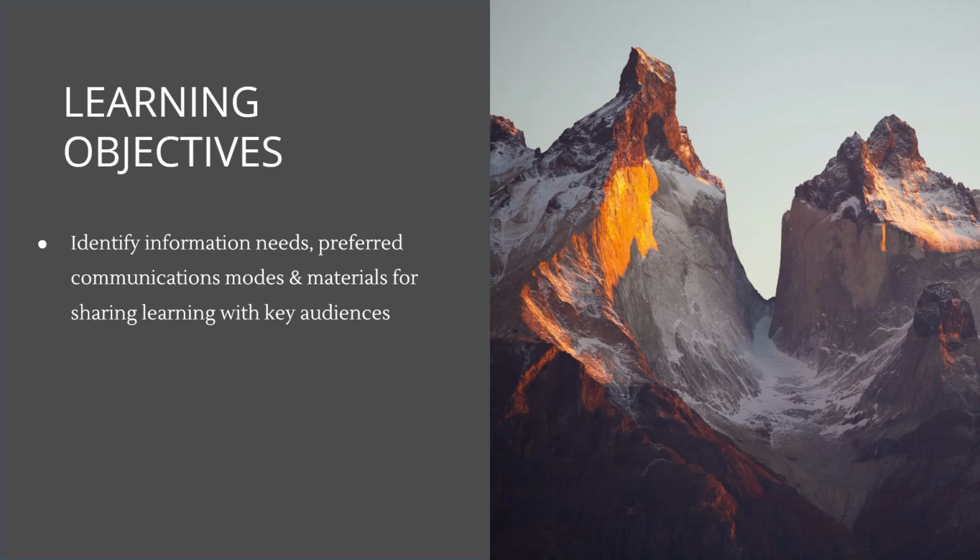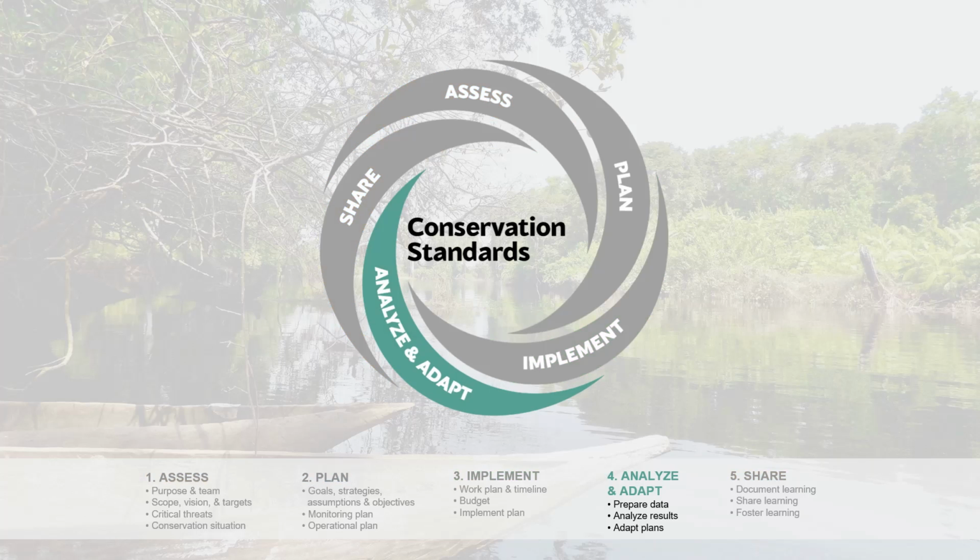This module's learning objectives are to ensure that you can identify the different information needs and preferred communication modes and materials for sharing your learning with key audiences, and to ensure that you understand the basics of Step 5 in the Conservation Standards. This course focuses on Step 4. During this final module, we'll round out Step 4 and start discussing parts of Step 5.